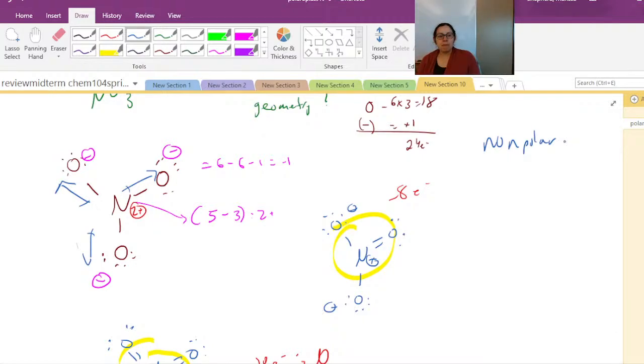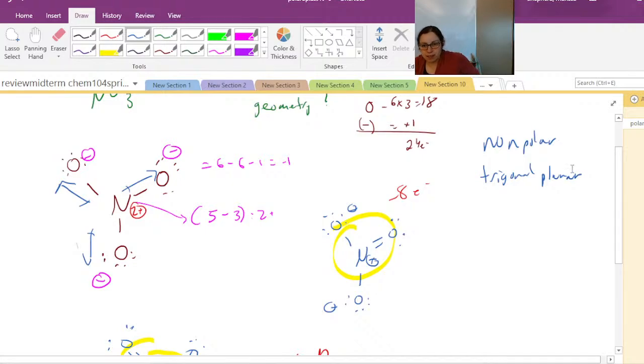And then what's its geometry? Again, look at how many things it has attached to it, no lone pairs. So what geometry does that make it? Look at your compound chem sheet if you need some inspiration. So you said trigonal planar, correct? Excellent, so trigonal planar. So that looks good there for an answer.